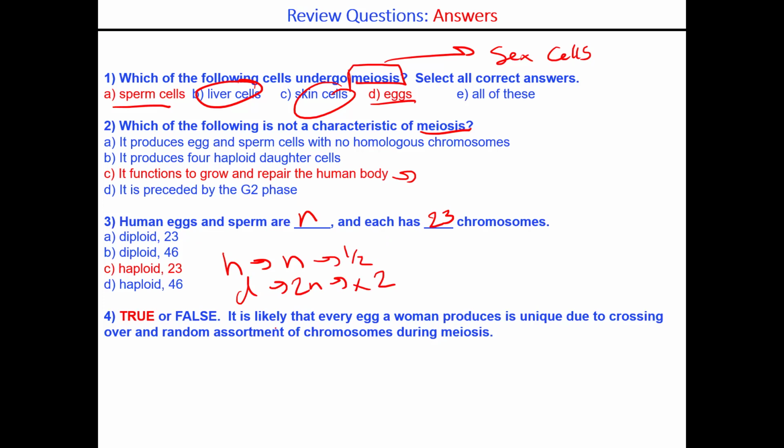True or false? It is likely that every egg a woman produces is unique due to crossing over and random assortment of chromosomes during meiosis. This is going to be true. Remember that crossing over event is going to increase genetic variability, and independent or random assortment of our chromosomes during meiosis.